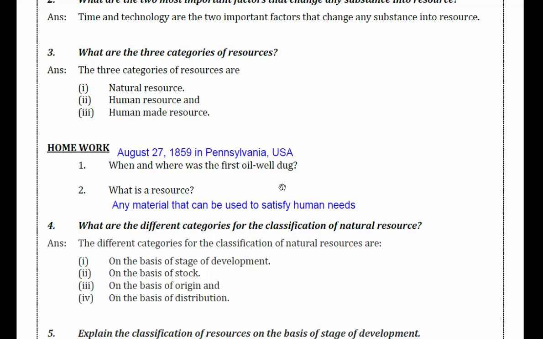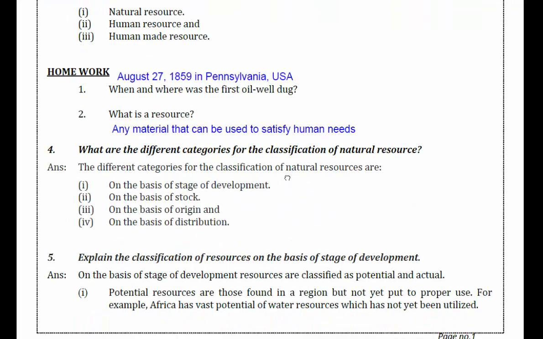What is the resource? I think we have already learned this one in the keywords. Any material that can be used to satisfy human needs. Is it not so? Okay, so let's go to question number 4. What are the different categories for the classification of natural resources? Let's see. On the basis of stage of development, the second one is on the basis of stock, on the basis of origin, and also on the basis of distribution.